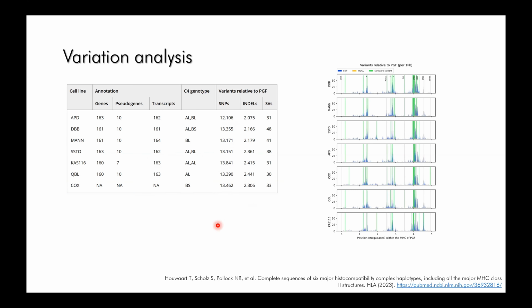And we can also visualize the distribution of these variants. On the x-axis here, you have the MHC coordinate. On the y-axis, the count of variants for different variant categories. And you see that these peaks here recapitulate the known areas of MHC hyperpolymorphism, for example, the class 1 and the class 2 region. So what can we use this data for?